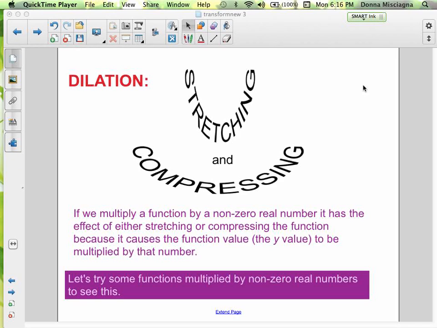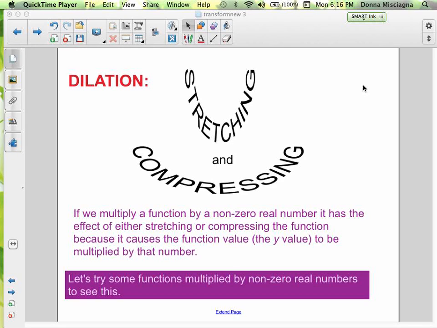Right, so dilation, stretching and compressing. If we multiply a function by a non-zero real number, it has the effect of either stretching or compressing the function, because it causes the function value, the y, to be multiplied by that number. So if we think of vertically stretching, our graph gets skinnier, right? If we're vertically compressing, our graph is going to get fatter because it's going to grow slower.